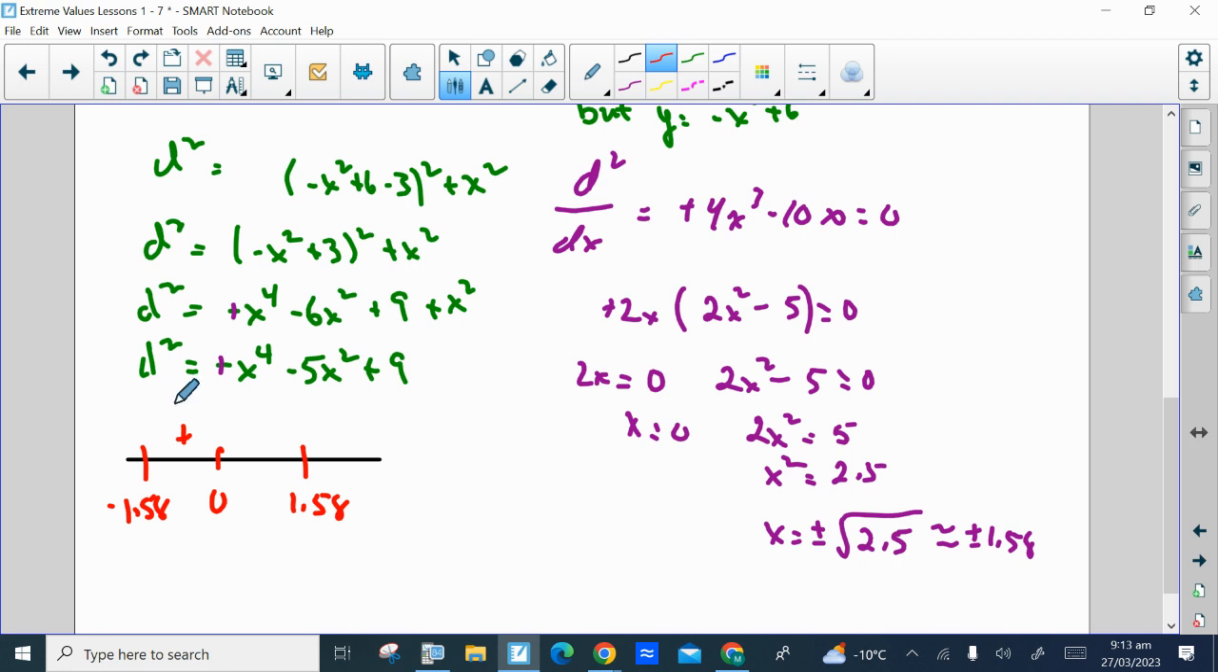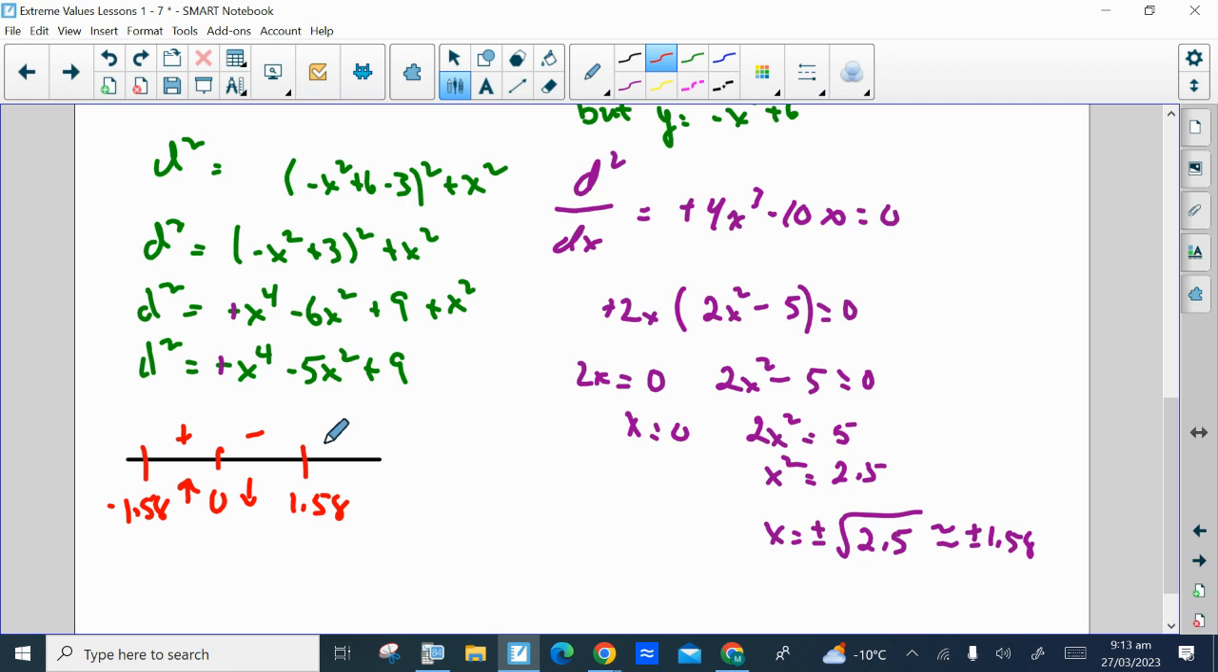It's going to be a positive value, which means the function is increasing there. After 0, a number like positive 1, it's going to be 4 take away 10, which is negative 6. So that confirms that the distance from 0 to 0.3 is a maximum distance, according to our derivative.